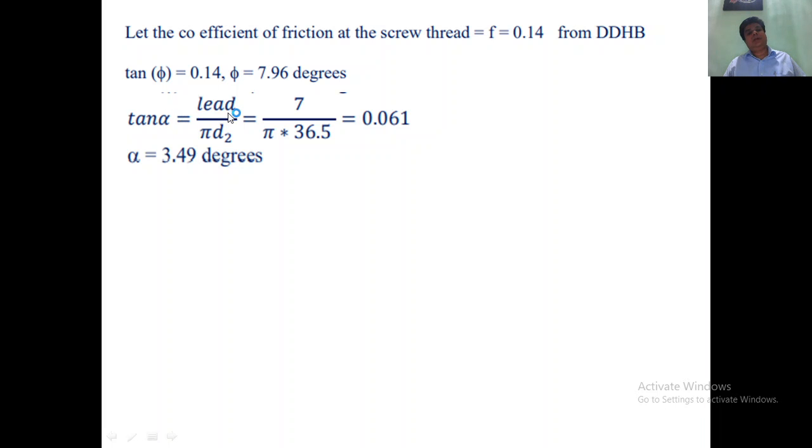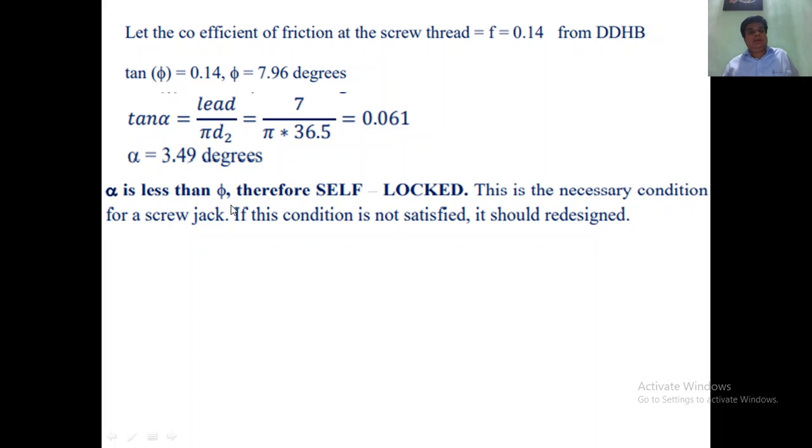It's a single start thread. So lead is 7 mm, pitch is 7 mm, and the mean diameter is 36.5. You can calculate the helix angle as 3.49. So you can see here the helix angle is less than the friction angle, so friction is more here. So phi is greater than alpha. So it is self-locking. So your design is safe, and the screw jack is in self-locking condition.